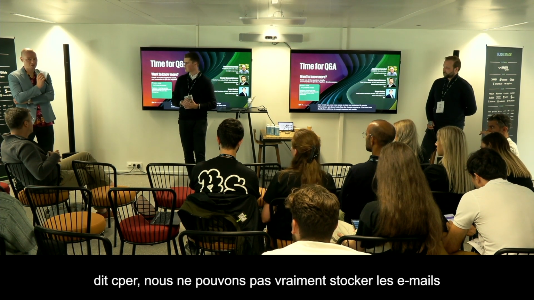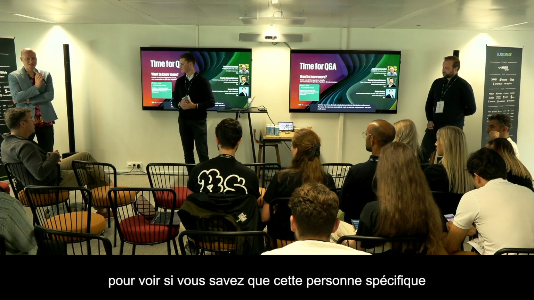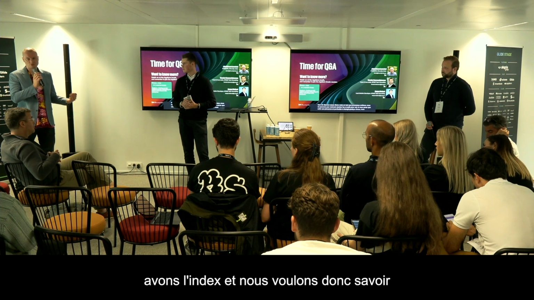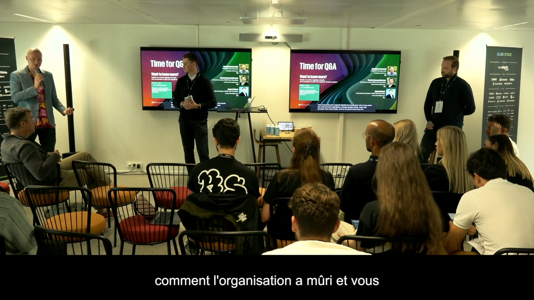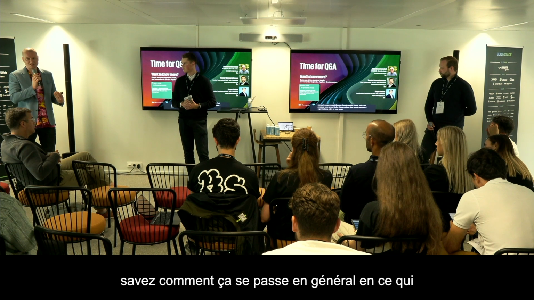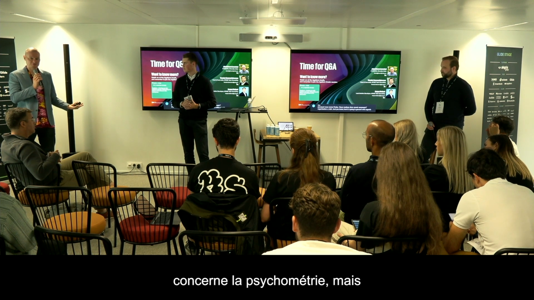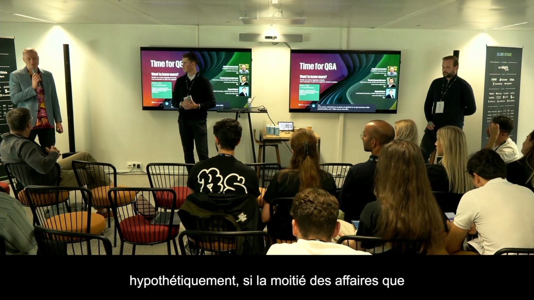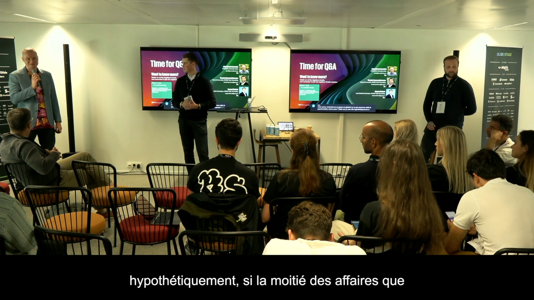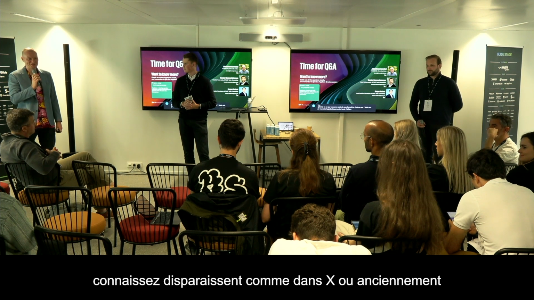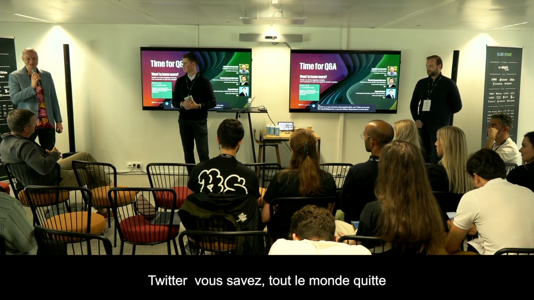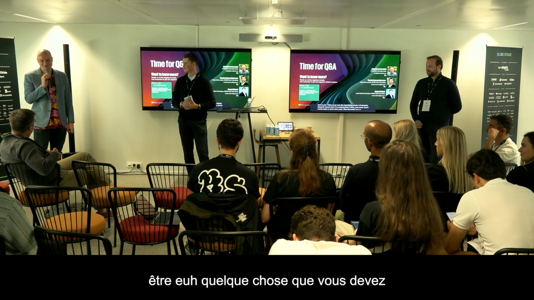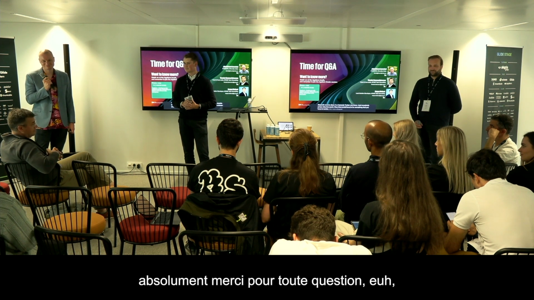But as Kasper says, we can't really store emails to see if this specific person has changed anything. That's why we have the index and so on. We want to know how the organization has matured, and how it's going in general with regard to these psychometrics. But hypothetically, if half the business goes away, like on X, formerly Twitter, where everybody jumps ship, then that would have to be something you have to tackle. Yeah, absolutely. Thank you for your question.